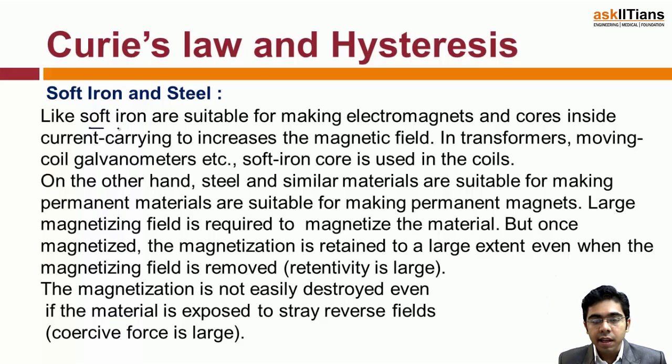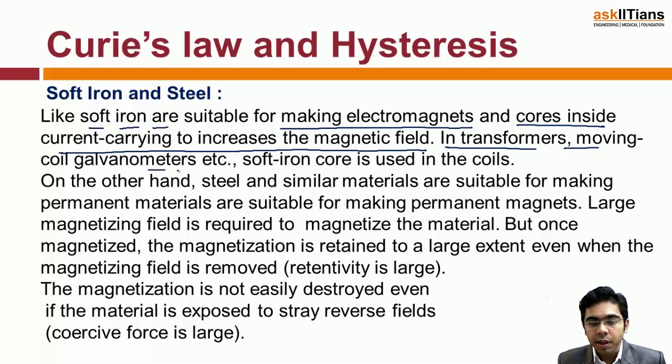Materials like soft iron are suitable for making electromagnet cores inside current carrying coils to increase the magnetic field easily, because we only need the magnetic field to increase. Therefore, in transformers, moving coil galvanometers, etc., a soft iron core is used in the coils just to increase the magnetic intensity. You must have seen in your transformer that the field lines go something like this.